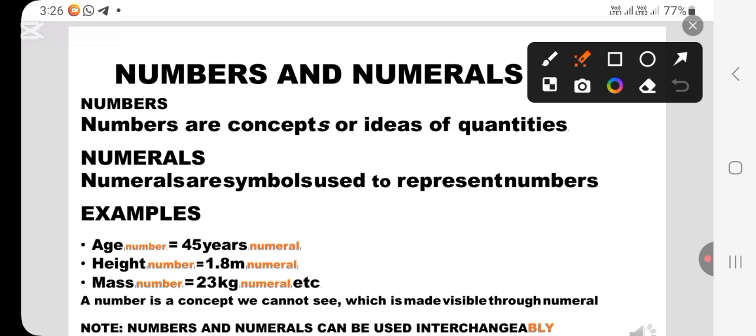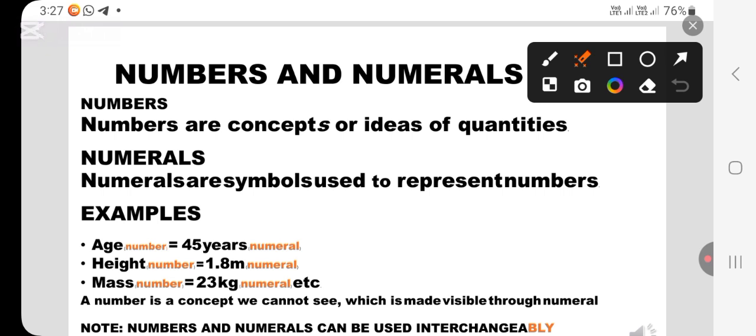Examples of numbers and numerals. Age is a number. Let's assume the age is 45 years. This 45 years representing this age is the numeral. Height is a number. Let's assume we measure the height and it was discovered to be 1.8 meters. This 1.8 meters is a numeral. Mass is a number. Let's assume when we measure this mass, we have the value 23 kilograms. This 23 kilograms is a numeral.